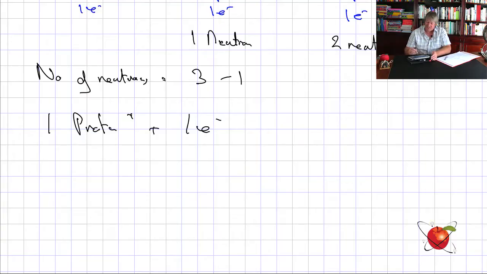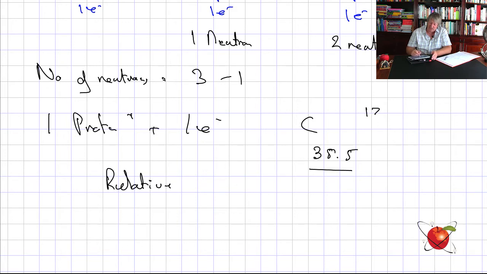Now, if you look on your periodic table at chlorine, you will see that they give you the element number for chlorine: 1, 2, 3, 4, 5, 6, 7, 8, 9, 10, 11, 12, 13, 14, 15, 16, 17. It's element number 17. And you'll see 35.5, okay? This is called the relative atomic mass. Well, what does it mean?